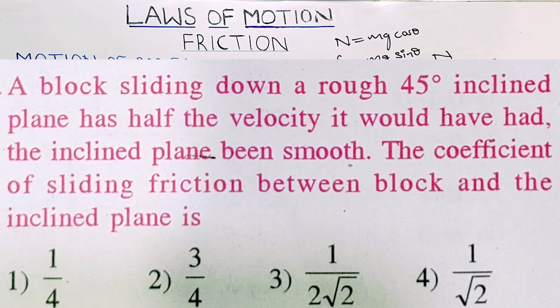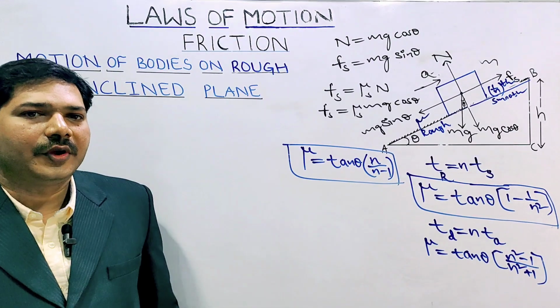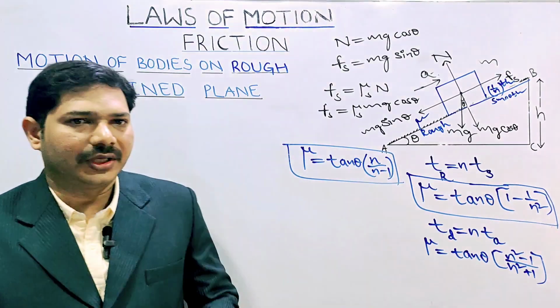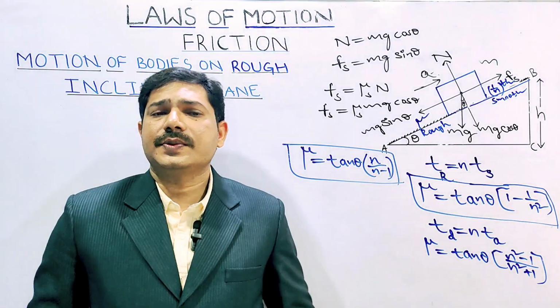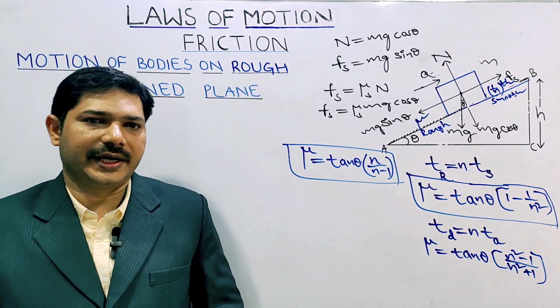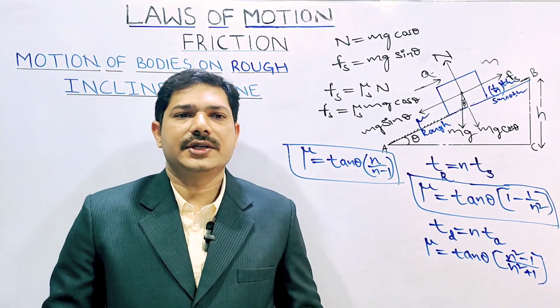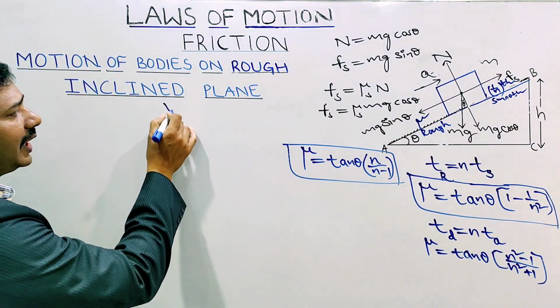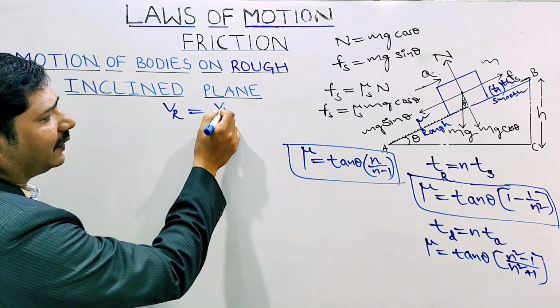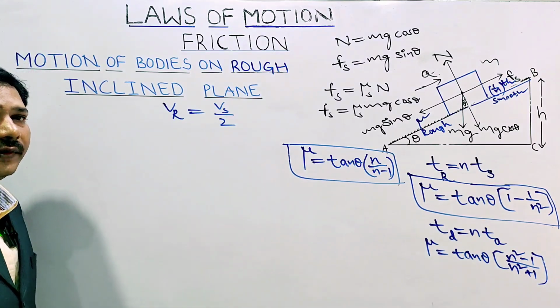A block sliding down a rough 45 degrees inclined plane has half the velocity it would have had the inclined plane been smooth. The coefficient of sliding friction between block and the inclined plane is? In this case, on a rough inclined plane the body is sliding down, and then on a smooth inclined plane the body is also sliding down, and we compare the final velocities. The relation given is that the rough surface velocity is 1 by 2 of the smooth surface velocity.